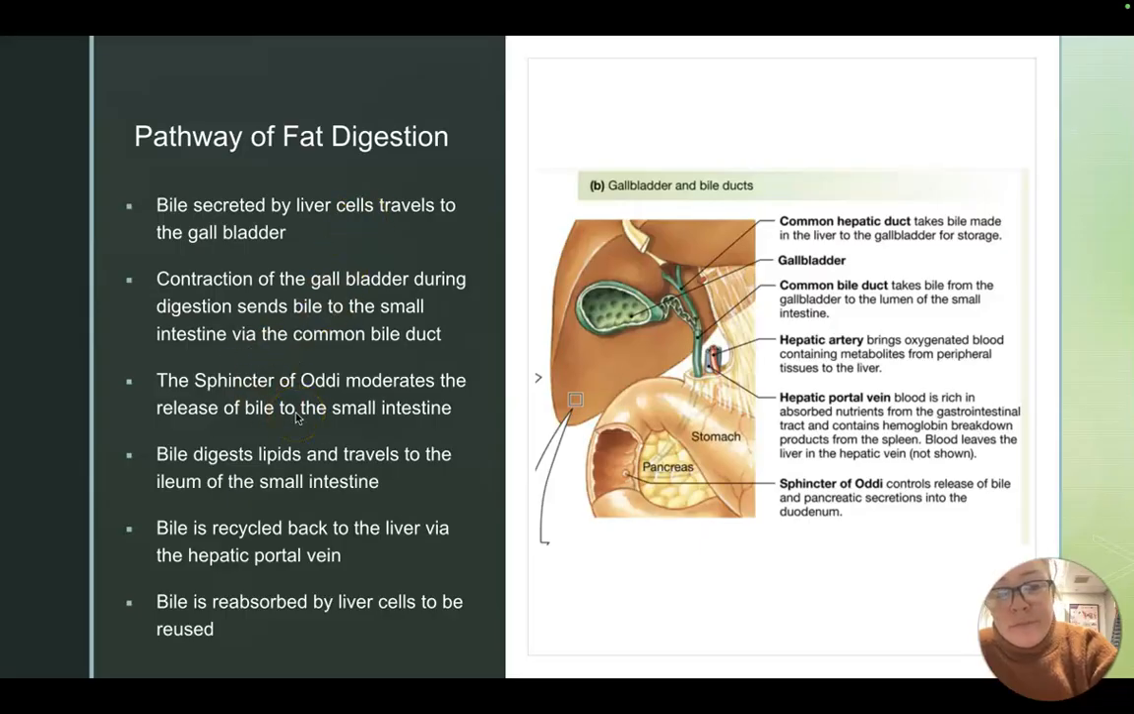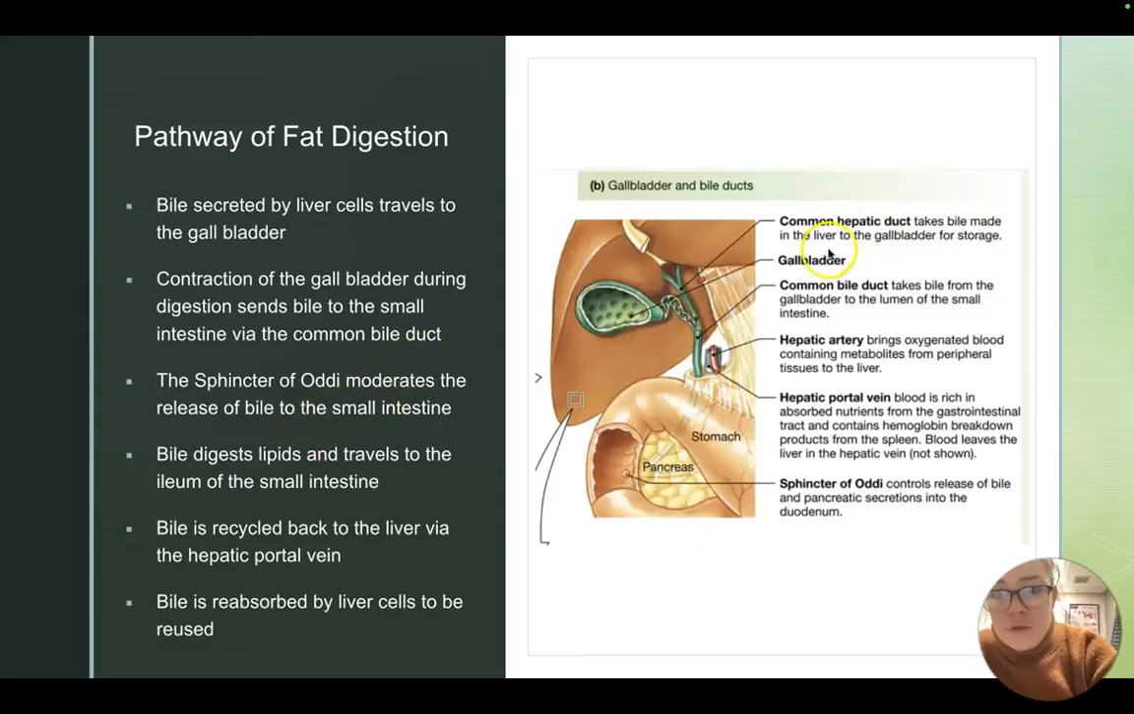Really, the production of bile and its digestion is more of a cycle. So once the bile digests these lipids, it's actually recycled back to the liver, and that's via the hepatic portal vein. After this occurs, the bile is actually reabsorbed by the liver cells to be reused during the next digestive cycle.